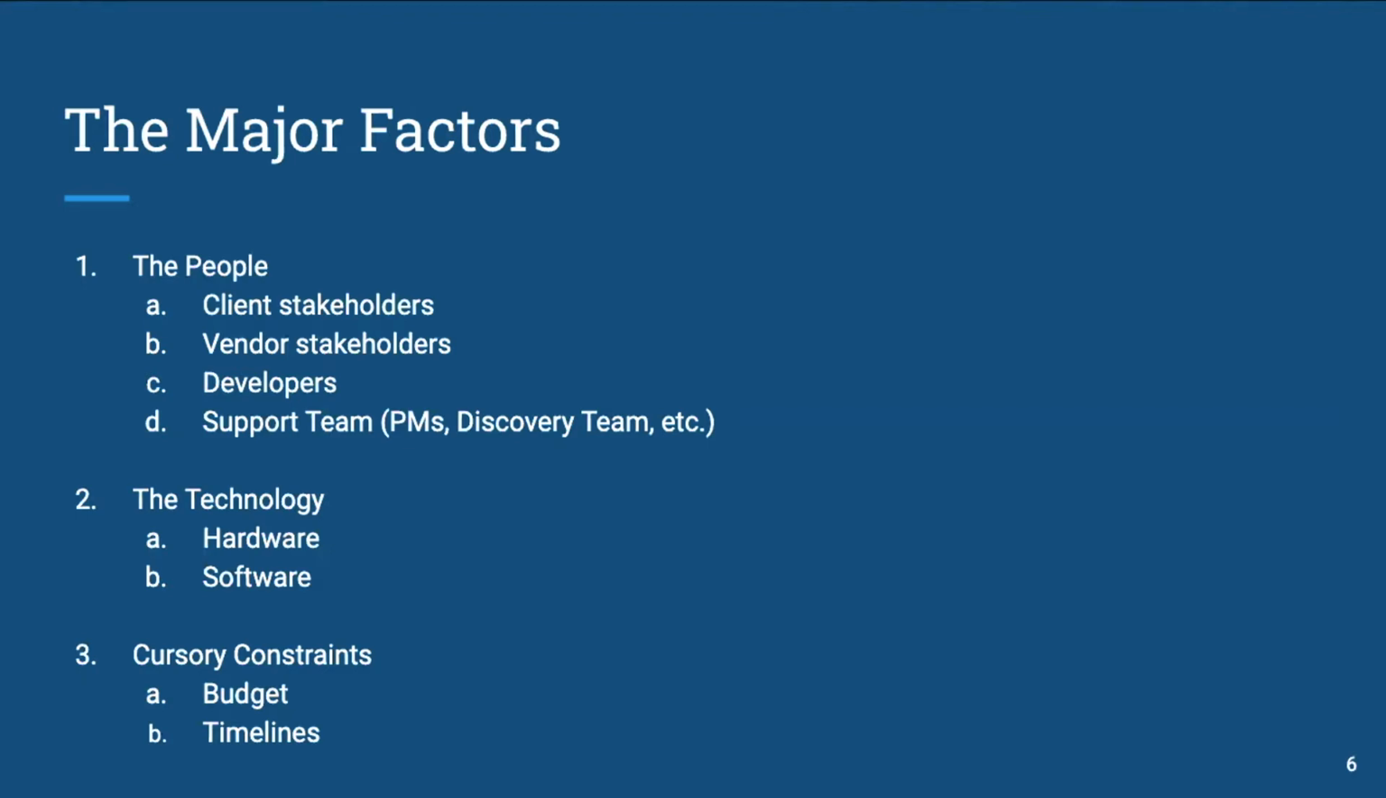And then the cursory constraints: how much money and resources do we have, and what's the timeline? How much time are we working with? So those are all the major factors. There are, of course, many other factors that can be added in that are unique to any project and that are going to vary, but these are the key commonalities.